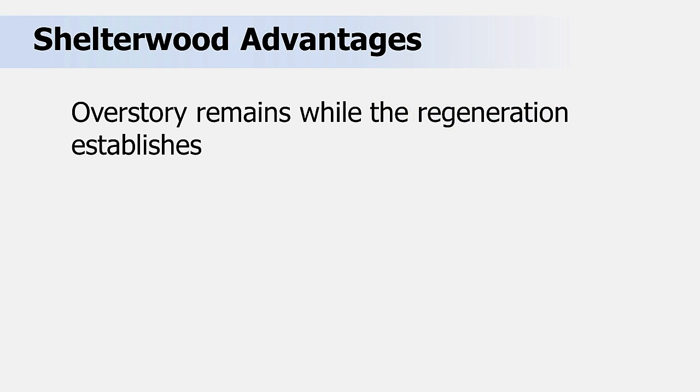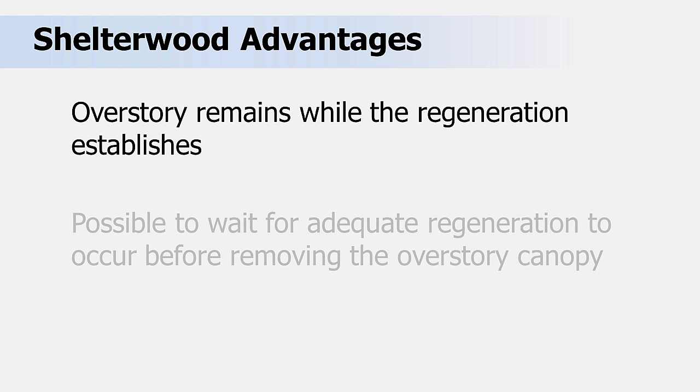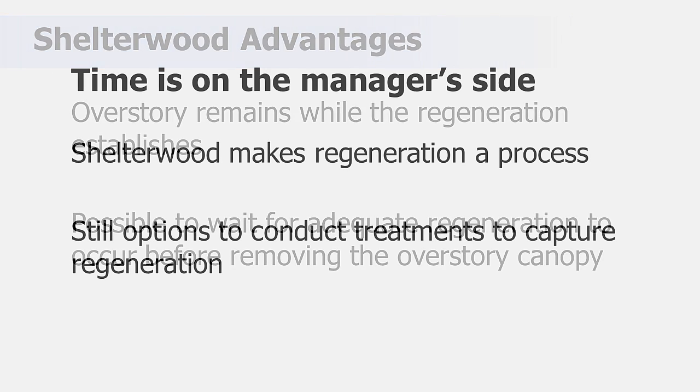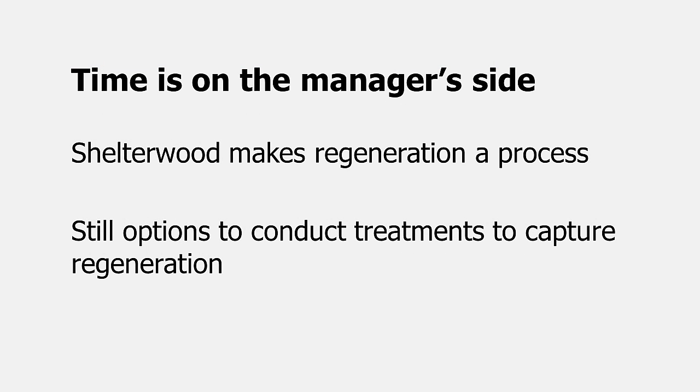There are many advantages of a shelterwood. First, an overstory remains while the regeneration establishes. Second, because the treatment focuses on retaining the best, well-spaced trees as seed sources, it is possible to wait for adequate regeneration to occur before removing the overstory canopy. Basically, in a shelterwood, time is on the manager's side. It makes regeneration a process and not an event, as there are still options to conduct other treatments to help capture regeneration.